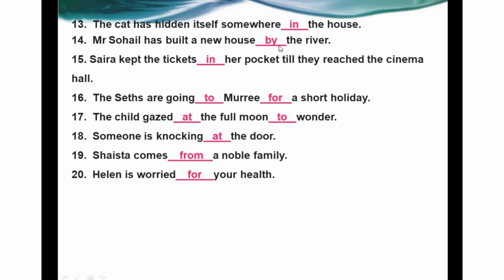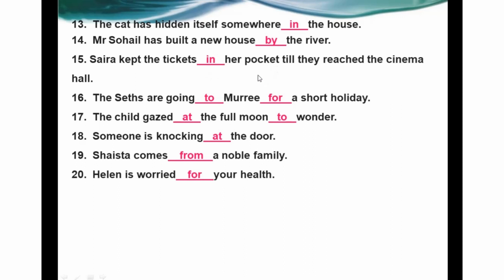Okay, number 15. Syra kept the tickets dash her pocket till they reached the cinema hall. So here, students, where do we keep the tickets? Inside the pockets, right? So what kind of preposition will we use here? We will use in. Okay, in her pocket.